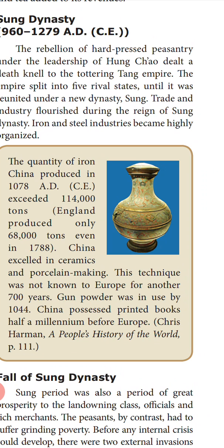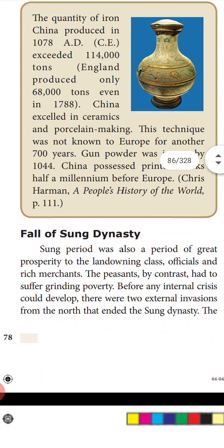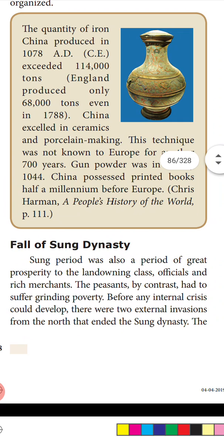Chris Harman, A People's History of the World. Chris Harman wrote A People's History of the World. From that book only this paragraph is taken. Okay, children. Now, the fall of Sung dynasty. The Sung period was also a period of great prosperity to the landowning class, officials and rich merchants. The peasants by contrast had to suffer grinding poverty. Before any internal crisis could develop, there were two external invasions from the north that ended the Sung dynasty.